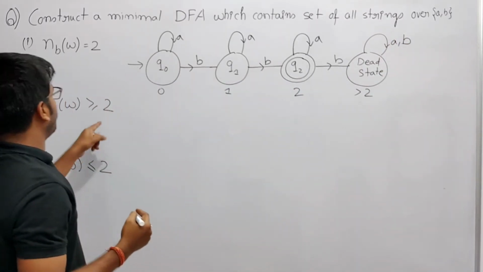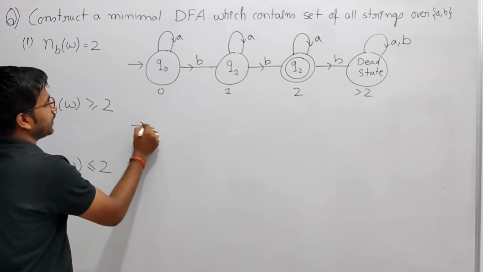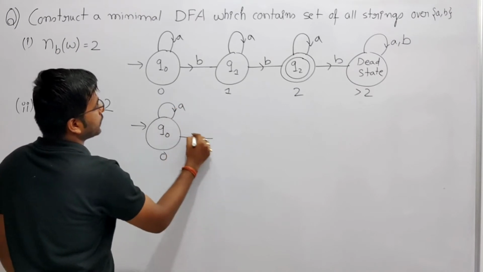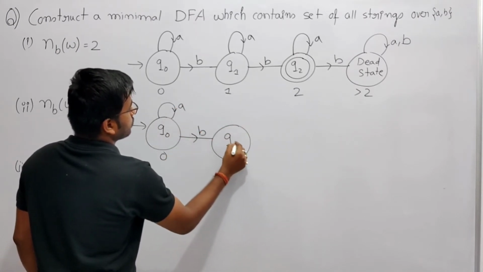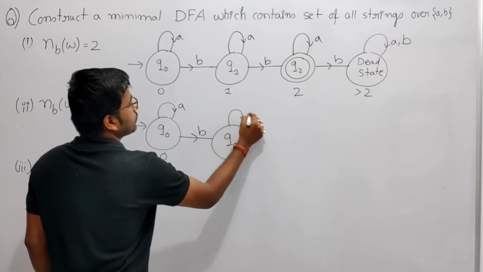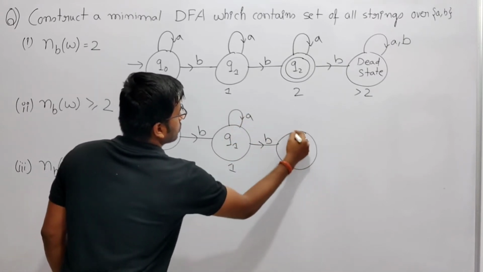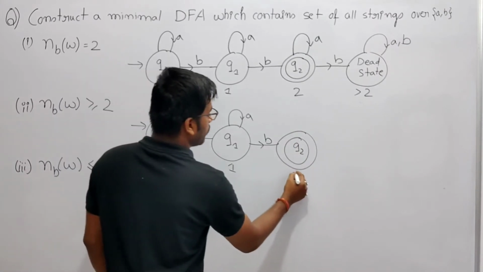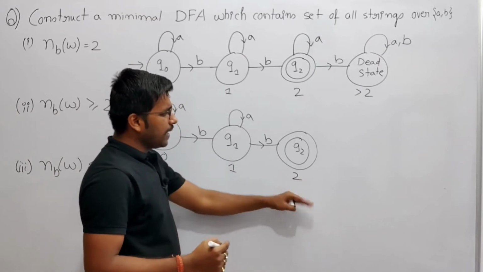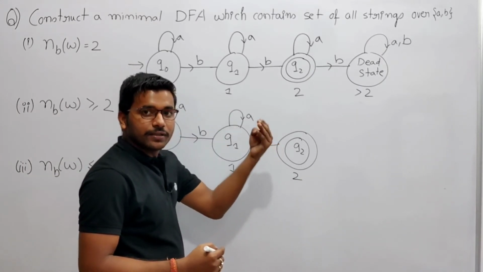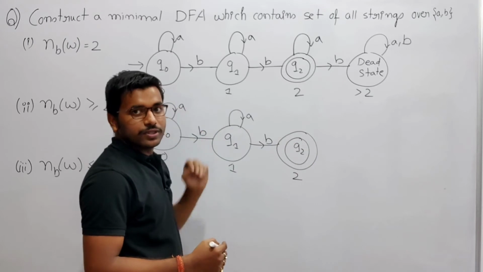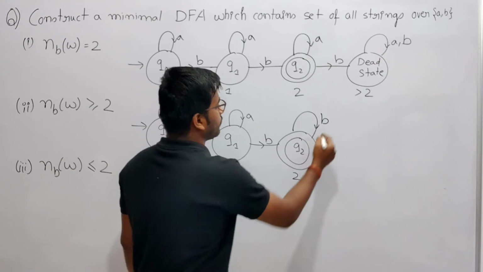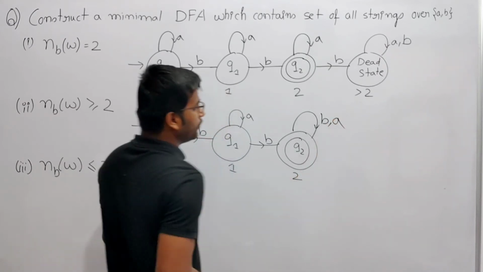Now for greater than or equal to 2, similarly we will do it. Till this it is going to be the same. Now Q2, this is indicating that number of B is 2. Now, if you are having more than 2 B's, then also it belongs to this state. So we will keep a loop of B. Now any number of A is not going to reflect the number of B's. So we will keep a loop of A.